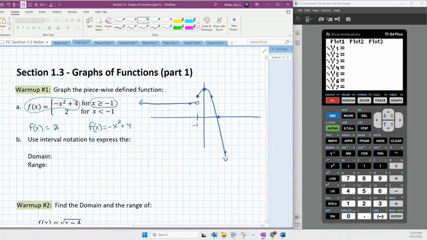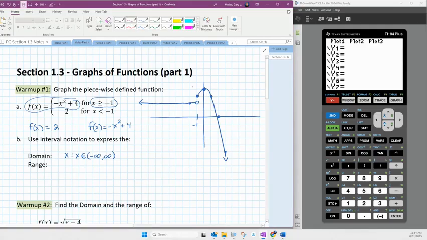All right. Use interval notation to express the domain of the whole thing. So all of the domain has an answer. Even -1, the output is up here, not down below. And so I would say the domain are all of the x's such that they belong to the group -infinity to infinity. Range.